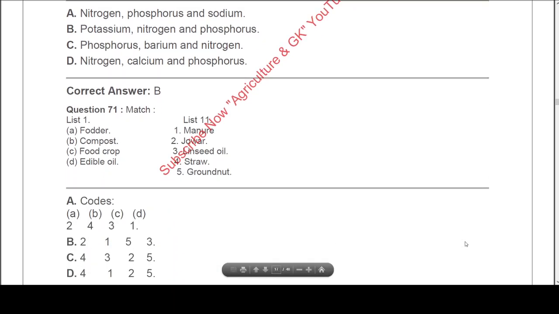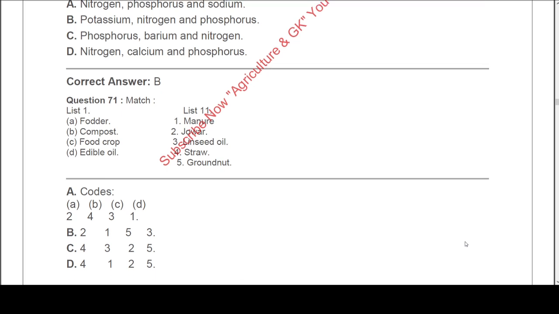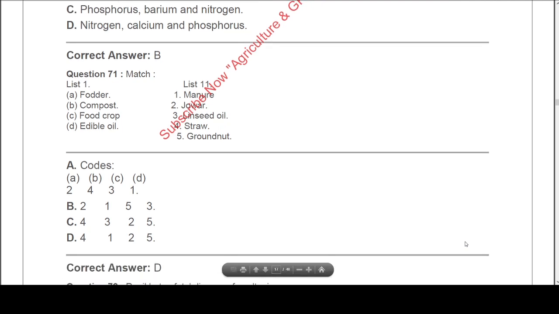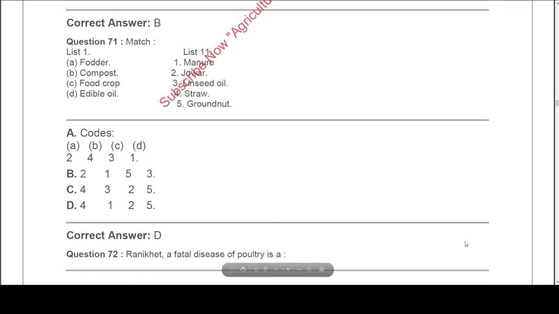Fodder, in the first side you will be having fodder, compost, food crop, edible oil. You can easily match this. The correct answer for this is option D. For fodder it is straw. You may be knowing the straw is nothing but a fodder. Compost, it is a manure. Food crop, it is jowar. Edible oil, it is groundnut. Linseed is not an edible oil. Groundnut is an edible oil.